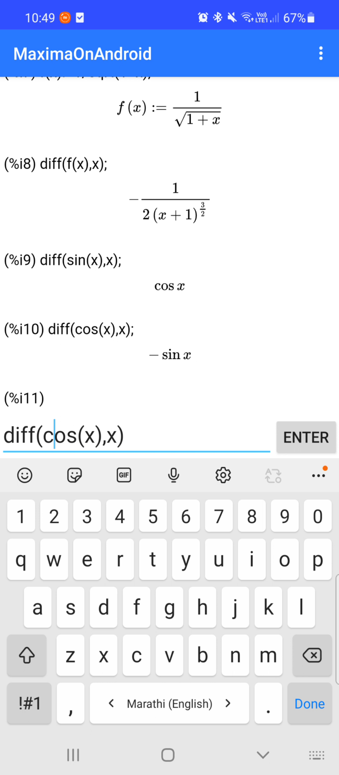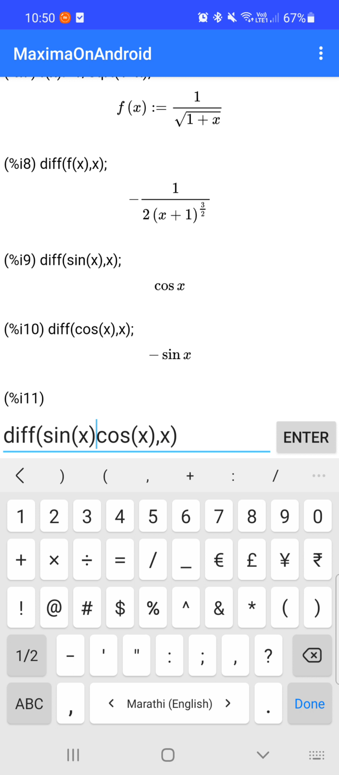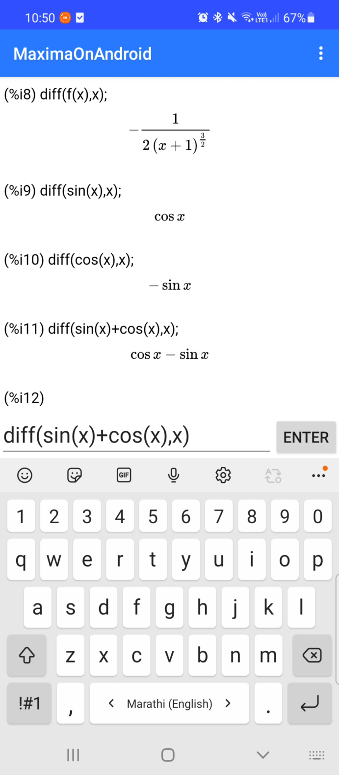Again, you can also find the derivative of the addition of two functions, sin x plus cos x. So it is equal to cos x minus sin x: the derivative of sin x is cos x, and the derivative of cos x is minus sin x.